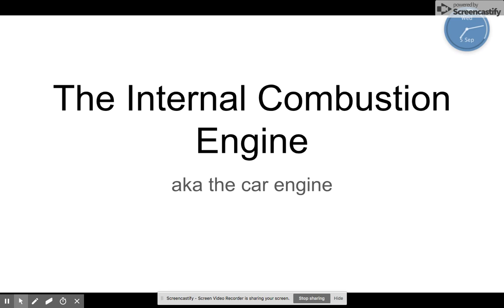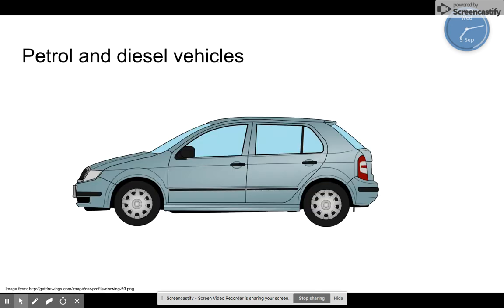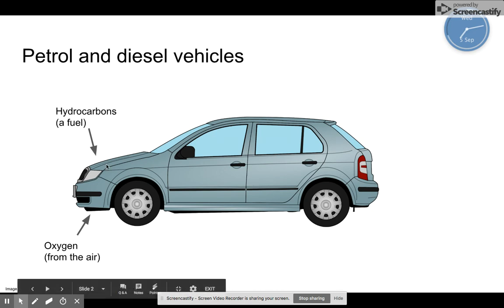Okay, so we're going to look at the internal combustion engine, also known as a car engine or a lorry engine. These are typical petrol and diesel vehicles. Of course, when you've got a petrol or a diesel vehicle, your fuel enters the engine from the fuel tank. But don't forget also oxygen enters, and the oxygen enters from the air.